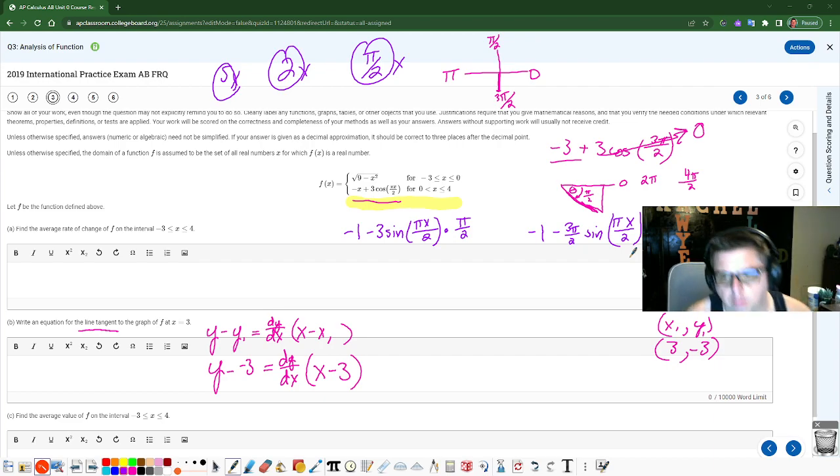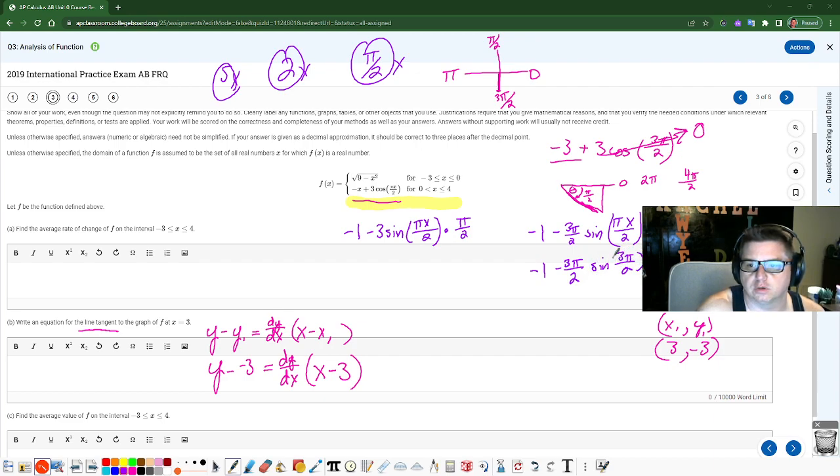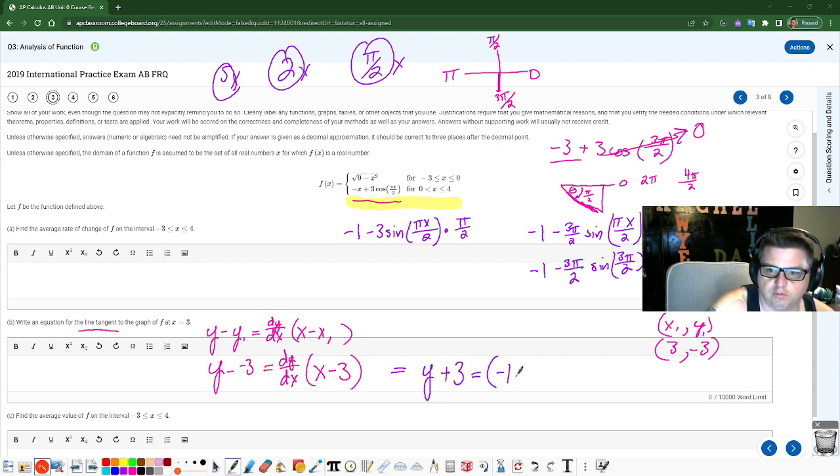Okay? Now, that's all well and good for the derivative, but we need the derivative at that point. So we need to plug our x value in, which gets us to 3 pi over 2. Now, we need to do the sine of 3 pi over 2 instead of the cosine. And that starts to change our game because that's not 0 anymore. That's actually -1. So now I'm going to get -1 minus 3 pi over 2. So I'm going to get y plus 3 equals -1 minus 3 pi over 2 times x minus 3.